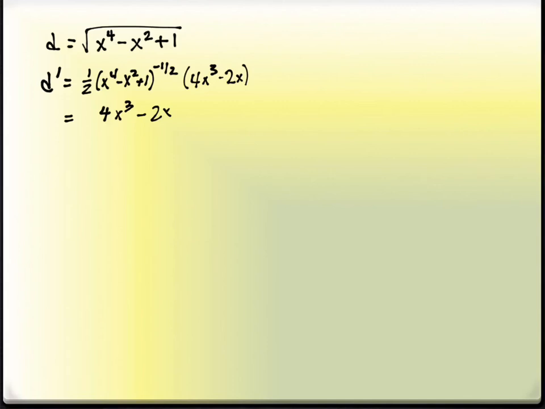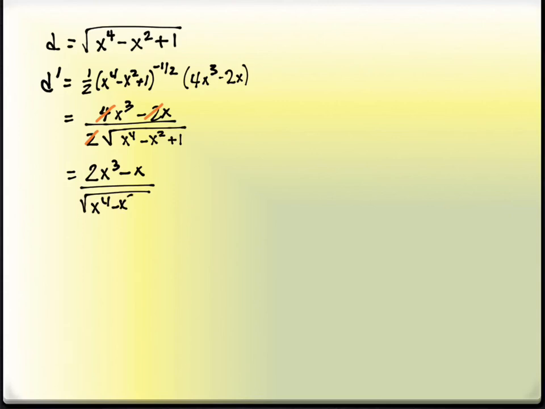Oh, even better. Do you see it's going to divide by that 2 over there? x to the fourth minus x squared plus 1. So this will simplify here with the 2. So I actually would have 2x cubed minus x over the square root of x to the fourth minus x squared plus 1.